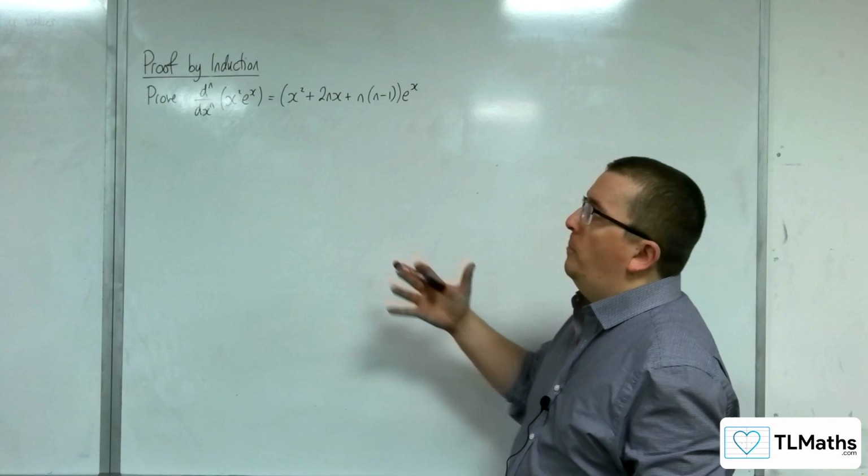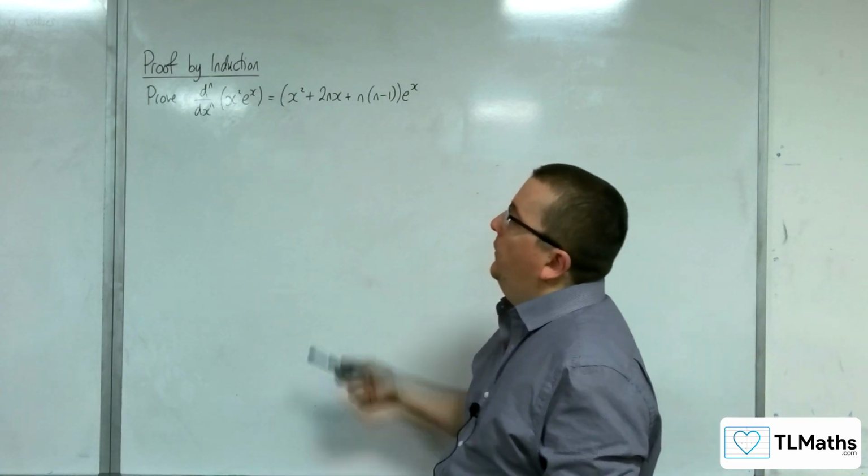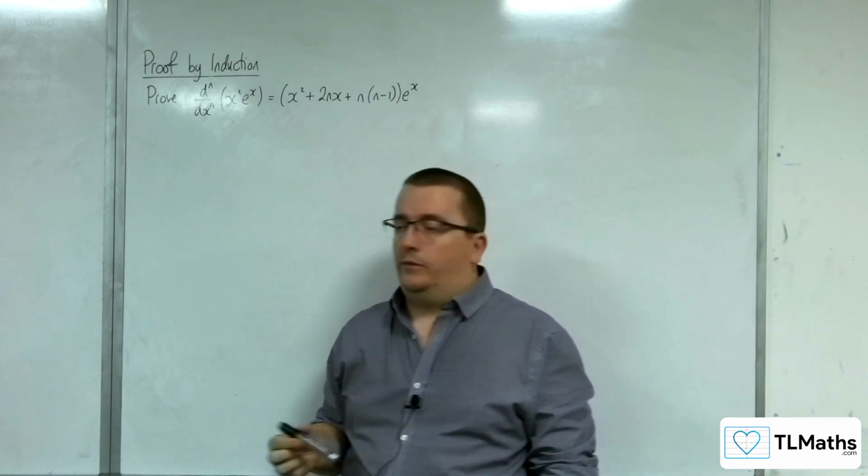In this video, we're going to prove by induction that the nth derivative of x squared e to the x is x squared plus 2nx plus n lots of n minus 1, times e to the x.